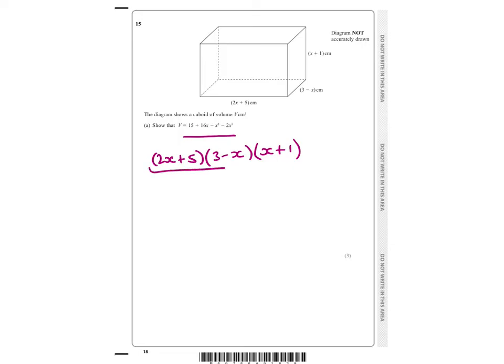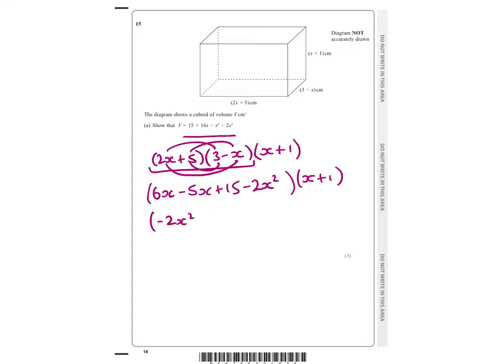Okay, so I'm going to start by multiplying these two together. So I'm going to get 2x times 3, 6x, minus 5x, plus 15, minus 2x squared. I'm going to get x plus 1. I'm going to tidy that up. 6x minus 5x is x. Perfect. So minus 2x squared plus x plus 15, times x plus 1. So I'm going to multiply everything now by x.